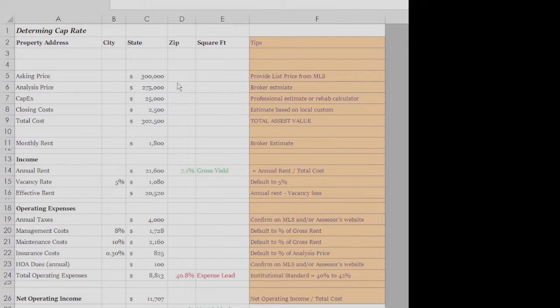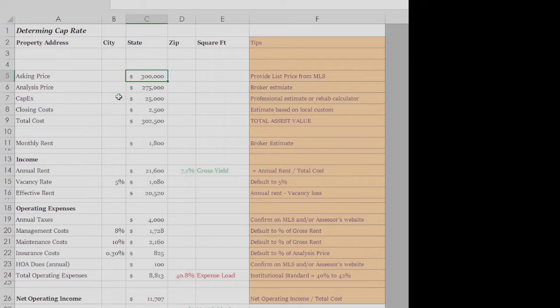Let's take a look at how you get the property's total asset value and net operating income to find the cap rate on a quick example. First, we need to get the total asset value. We need to take all the costs that will be associated with purchasing and rehabbing a property to get it ready to market at our desired rent. So we just start with the price.